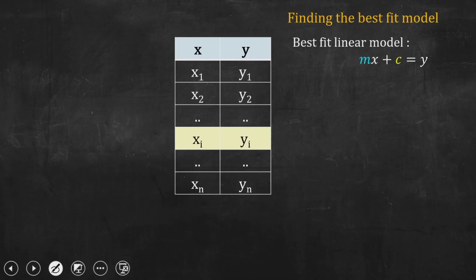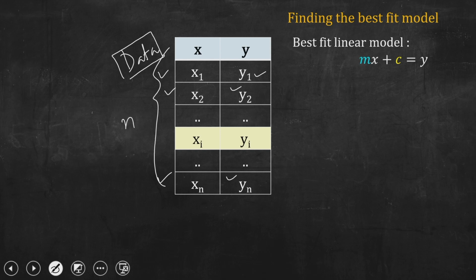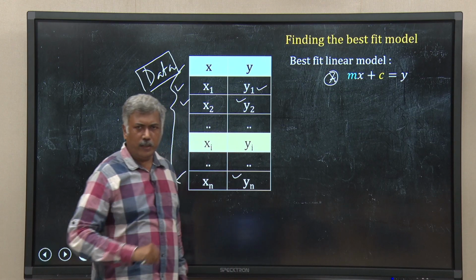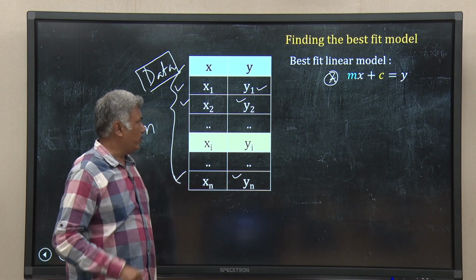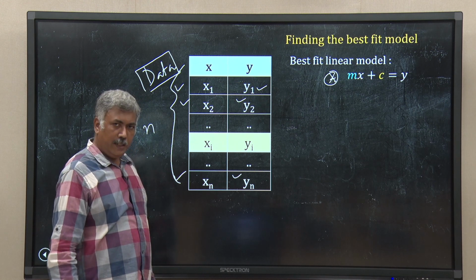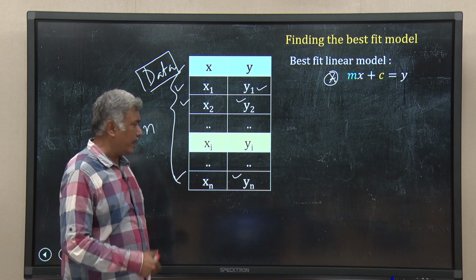So, this is my data, and I have left that 5 data point issue, I have generalized it. I have started from x1, y1, x2, y2 up to xn, yn. So, I have n data points in pairs, and my model is mx plus c equal to y. I just flip the equation so that it will be much easier for me to write. So, mx plus c is equal to y. This is my linear model. I want to fit the data to this.